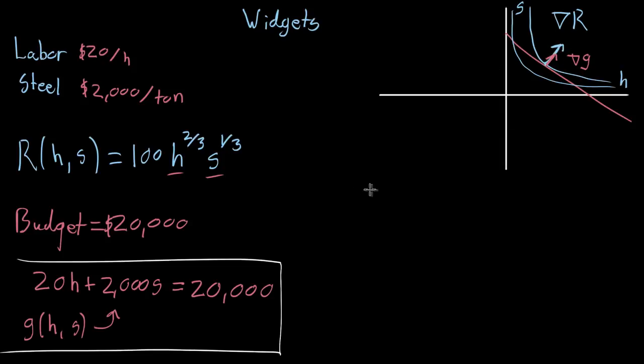And typically the way you write this is to say that the gradient of this function is proportional to the gradient of g. And this proportionality constant is called our Lagrange multiplier.